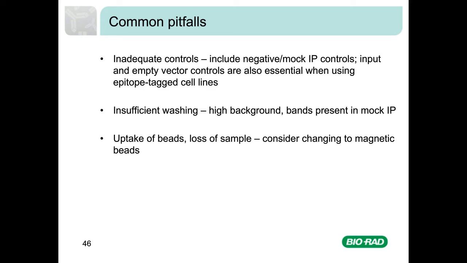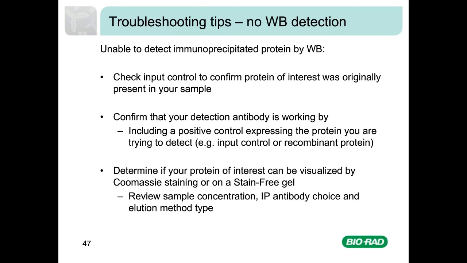I will now take you through some troubleshooting tips for Western blot detection of IP samples. If you are unable to detect your immunoprecipitated protein by Western blotting, I would suggest reviewing the whole cell lysate control to determine if your protein of interest was originally present in the sample. It is also important to confirm that your selected Western blotting antibodies are working. To control for this, you could include a positive control cell lysate, which expresses the protein you are trying to detect. This may be the whole cell lysate, a recombinant protein, or an overexpression cell lysate.